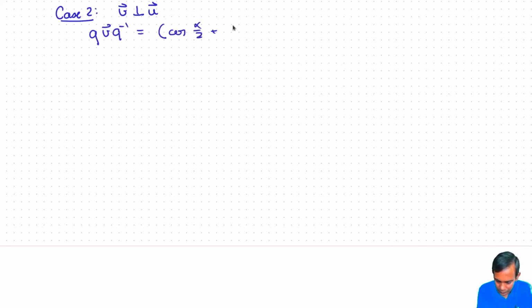Okay, and now let's take case 2 where v is perpendicular to u. If we can show that it's true for v equal to u and v perpendicular to u, then we've shown that these two linear transformations are equal for every vector in R3. So now we have Q inverse. Well, this is cos alpha by 2 plus u sine alpha by 2 v cos alpha by 2 minus u sine alpha by 2, and that's cos alpha by 2 v.